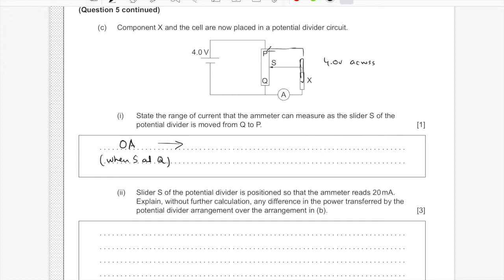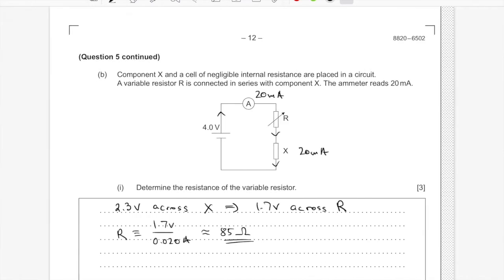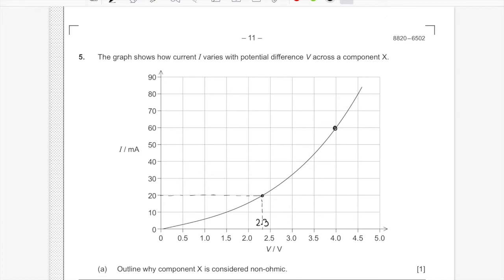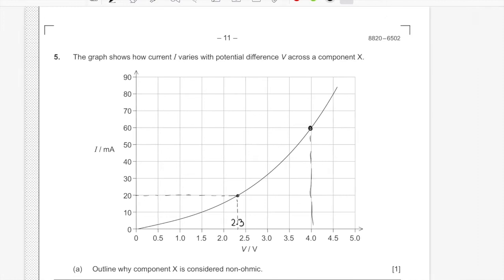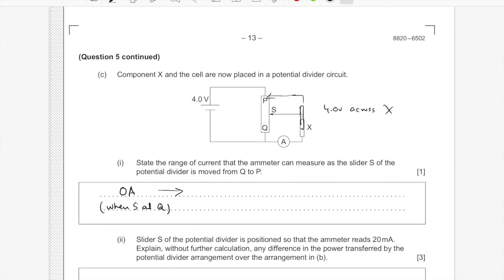So we can go back to our graph and see what we get. At 4 volts, we get 60 milliamperes of current flowing through X. So we're going to go from 0 to 60 milliamps. And we get the 60 milliamps when the slider S is at P.